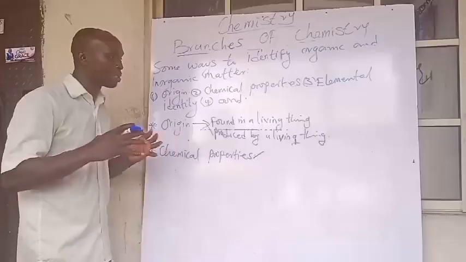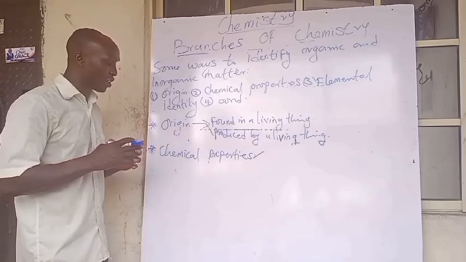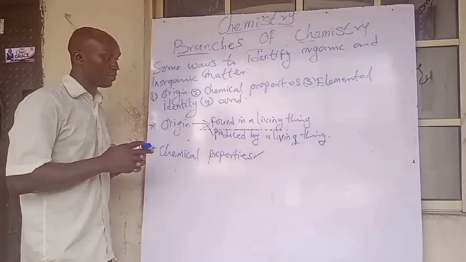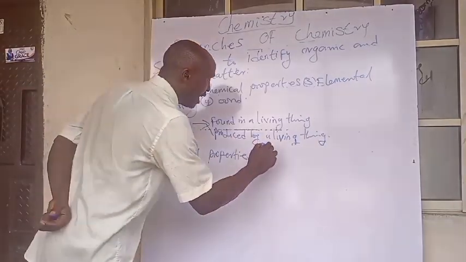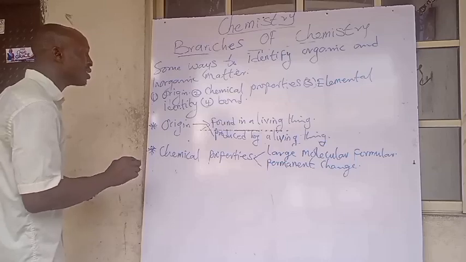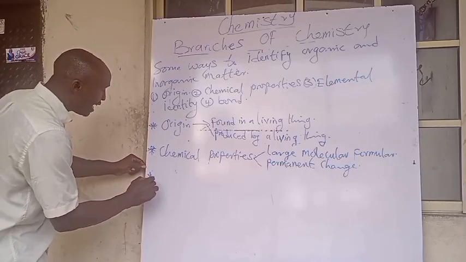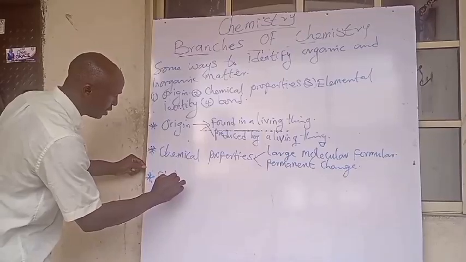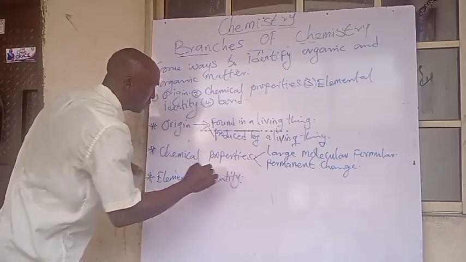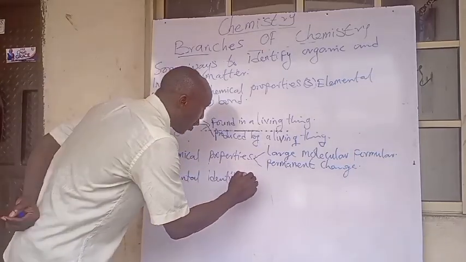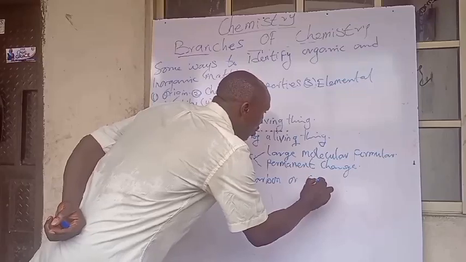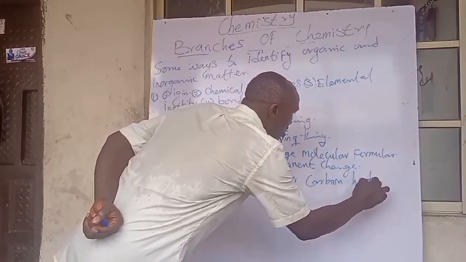Number two, let's go to the chemical properties of the substance. For an organic substance, how do we know it is organic? Its chemical properties: number one, it must have the elemental identity. An organic compound must contain carbon, or carbon and hydrogen.